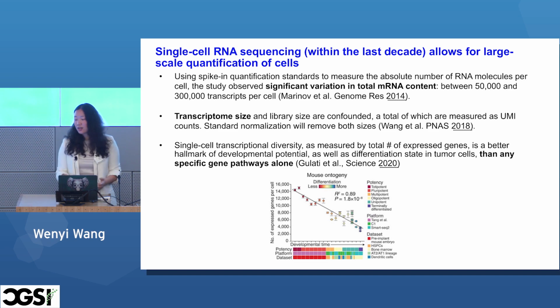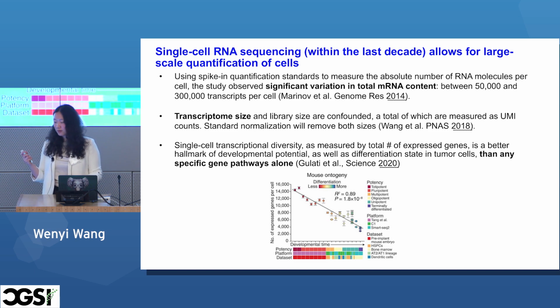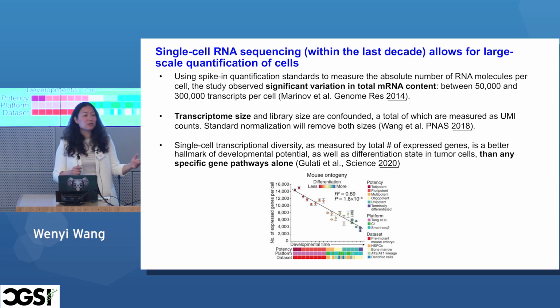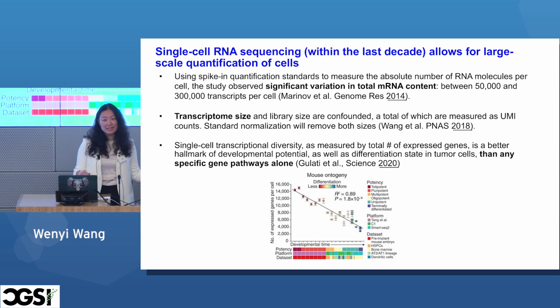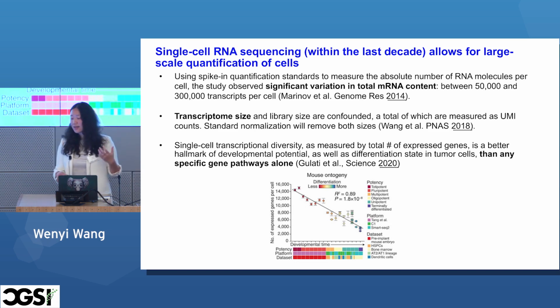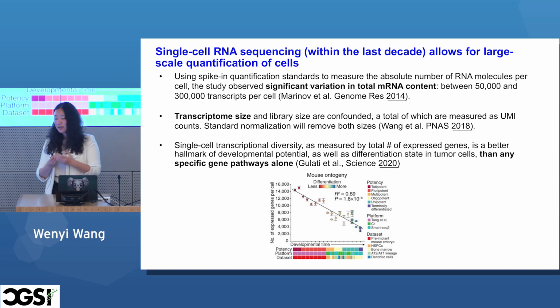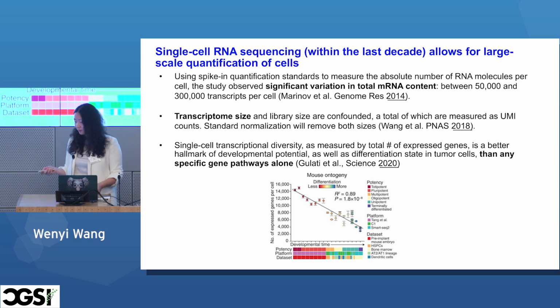And then the statisticians came in and said, well, there's definitely a transcriptome size effect together with the library size effect, and then we should remove these sizes before the differential expression analysis. In early 2020, a Science paper showed that Stanford researchers evaluated more than 20 single-cell data sets and showed that single-cell transcriptional diversity, as measured by simply the total number of expressed genes, a surrogate for total amount of RNA, is a better hallmark of developmental potential than any specific gene pathways alone.